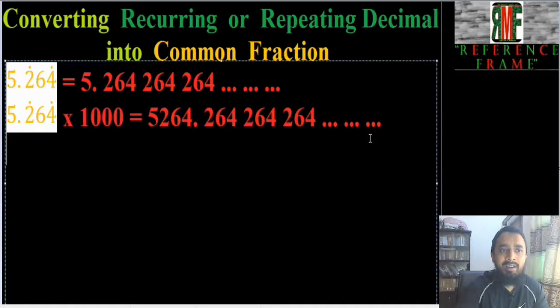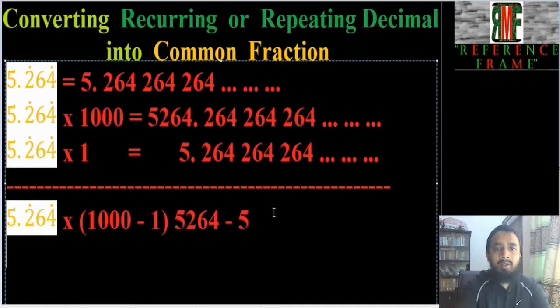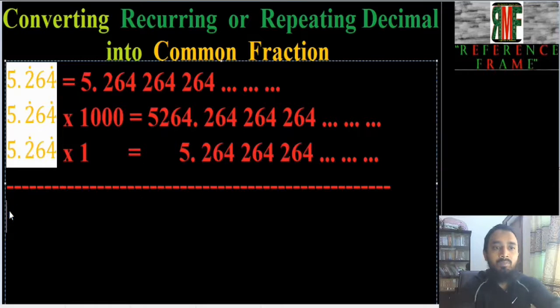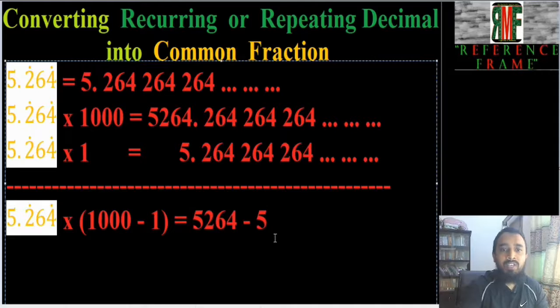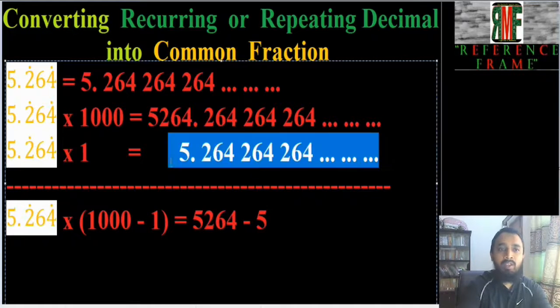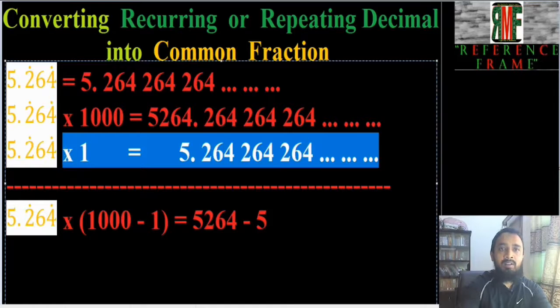You learned it in the earlier tutorial. Now look, by doing this, what are we going to have? Again we need to multiply with 1. We're going to have the result: 5.264 into 1000 minus 1 is equal to 5264 minus 5. Let's mark them with different colors: multiplication with 1 in green, multiplication with 1000 in gray.